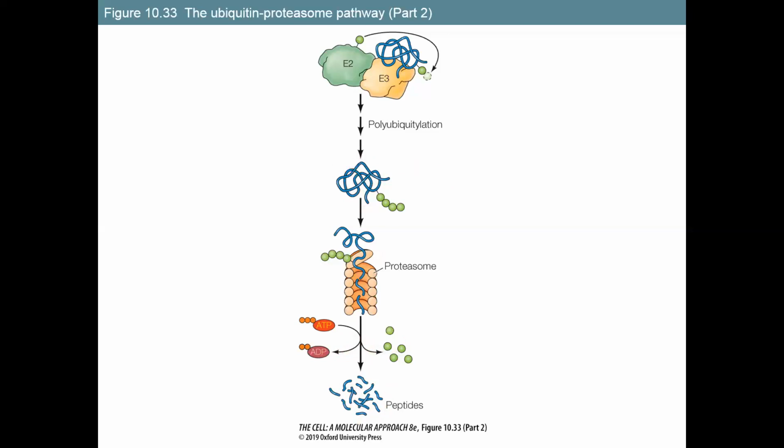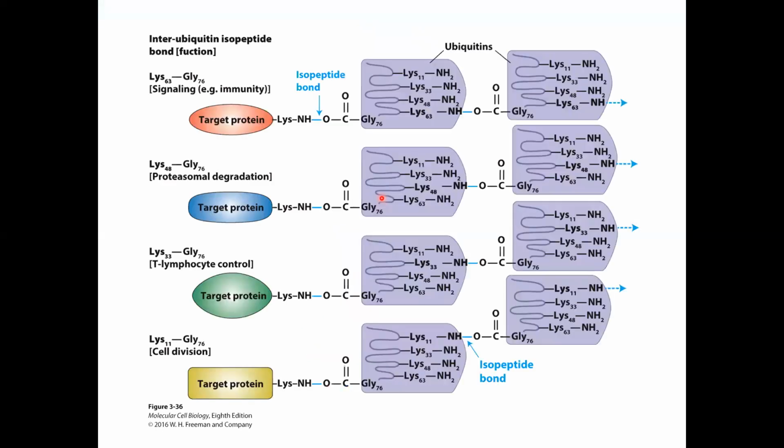Now, if you recall, there are different lysine residues present on ubiquitin. This leads to this paradigm that how we form these chains can make a difference in what happens to that protein. So here we're going to focus in on this proteasome degradation pathway, where we have a target protein, a lysine residue, and we get a ubiquitin put on.